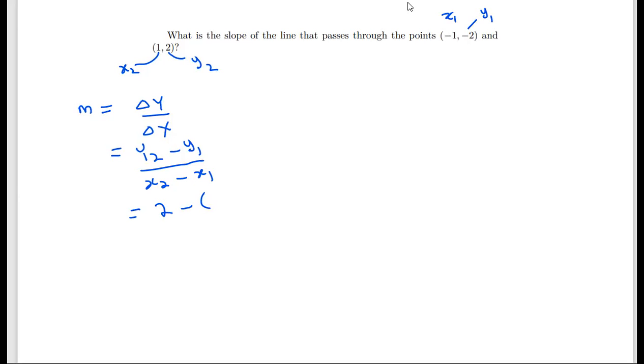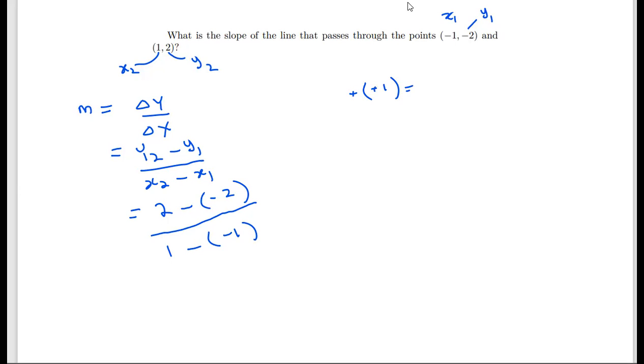y2 minus y1, and y1 is -2. And we divide this by x2, which is 1, minus x1, which is -1. Okay, cool. Side note: whenever you see a negative sign outside of the parentheses, and then you see a negative number inside, these negative signs combine to become a positive sign.